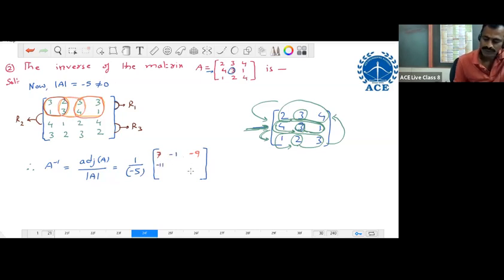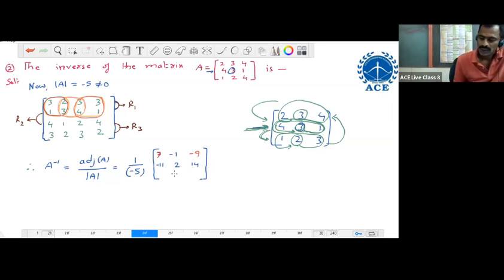Minus 11. Next, middle possibility. 3 into 6 minus 4, 6 minus 4, 2 only. Next, third possibility. 16 minus 2, 16 minus 2, 14.